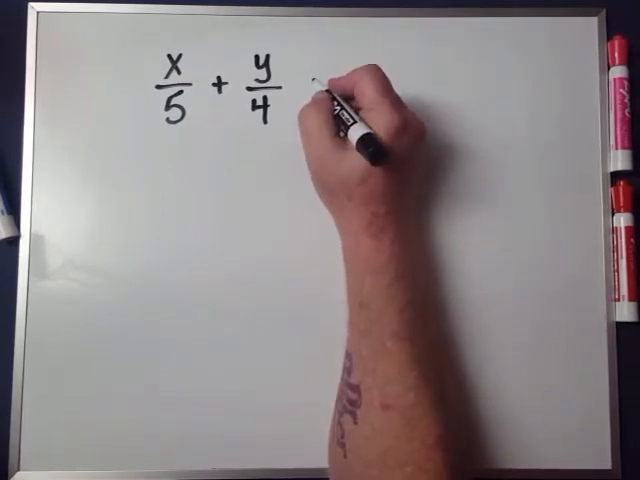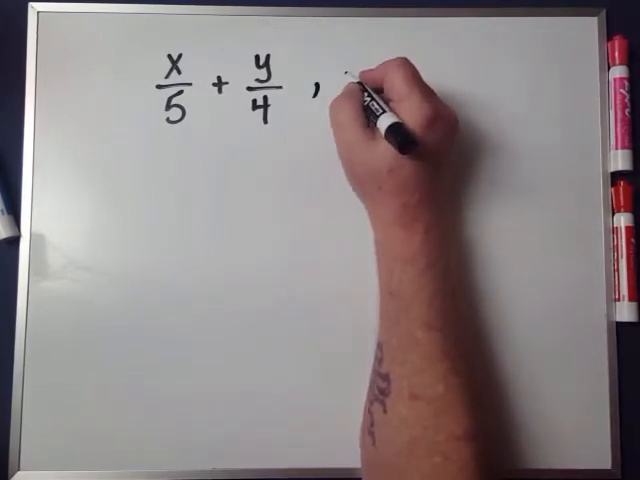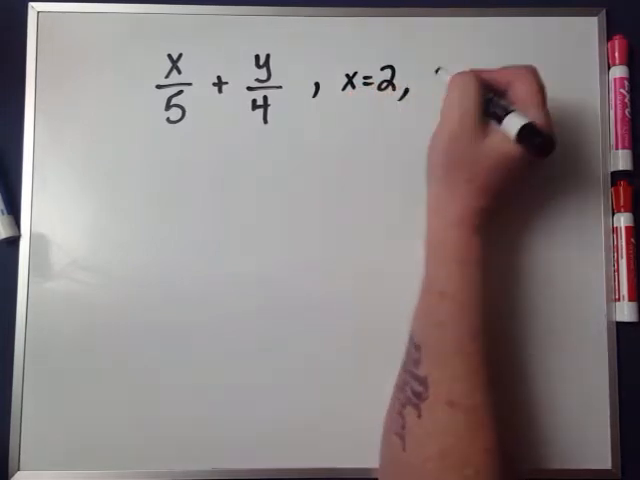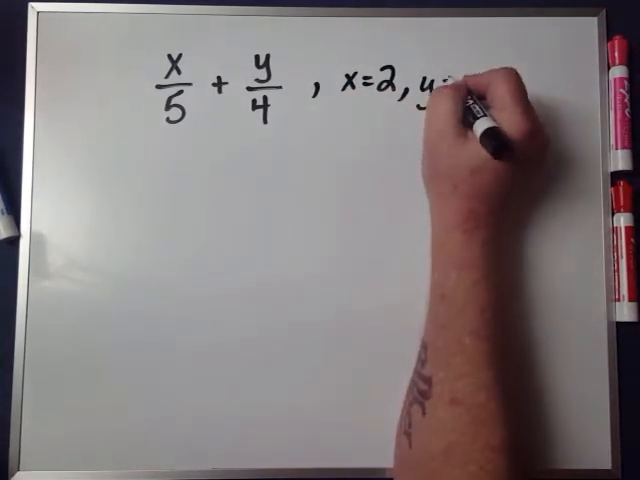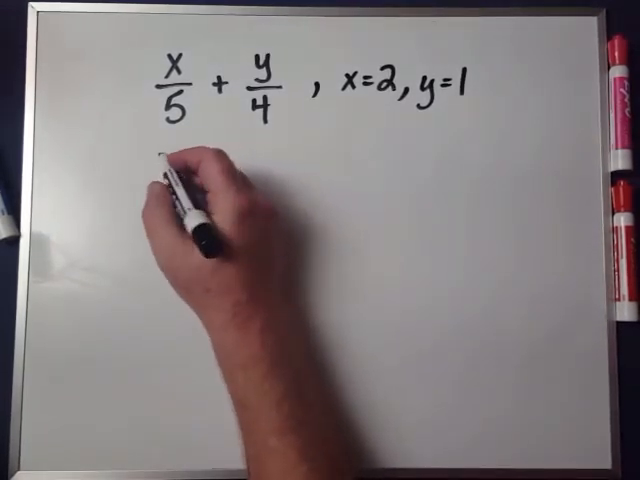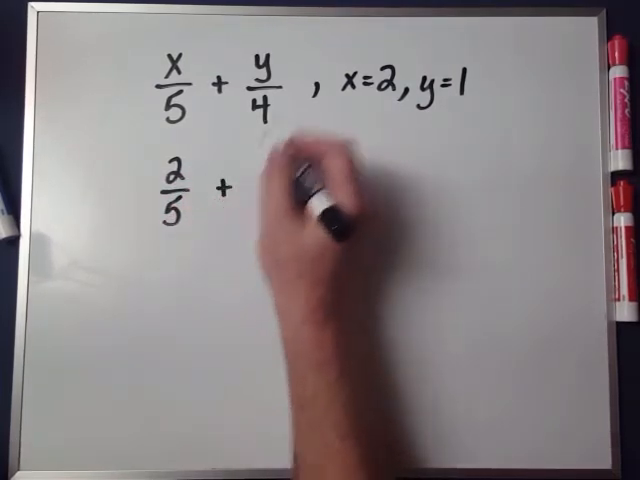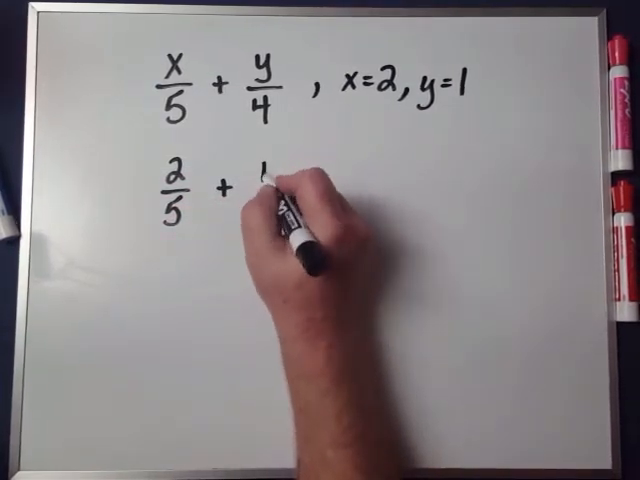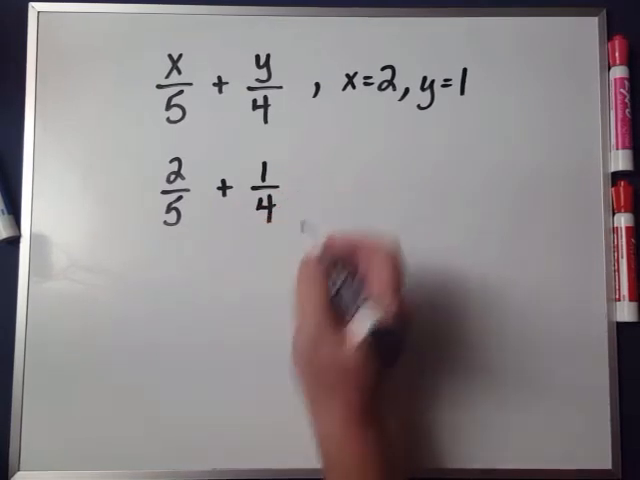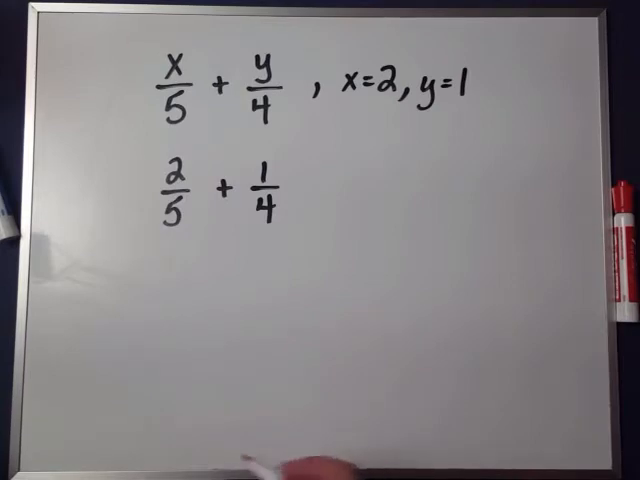Here in number 30, we want to evaluate x fifths plus y fourths, given that x is 2 and y is 1. Plug in, crank it out. We plug in 2 for x, plug in 1 for y, and to add fractions, of course, we need a common denominator.